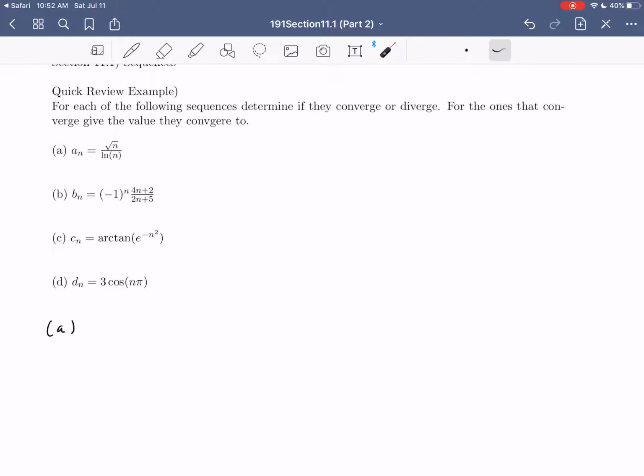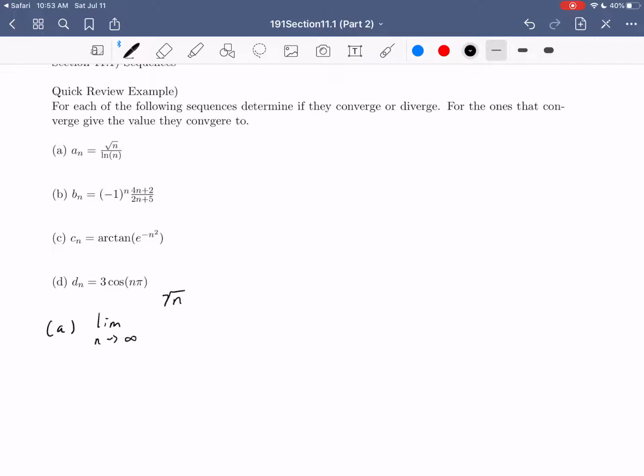This one would probably make sense to start from n greater than or equal to 2, because obviously ln of 0 wouldn't make sense, and ln of 1 would be 0, which would mean a divide by 0. But again, since we're interested in whether or not these converge or diverge, we're interested in their long-term behavior. So we are just going to assume that these start from the first whole number that would make sense.